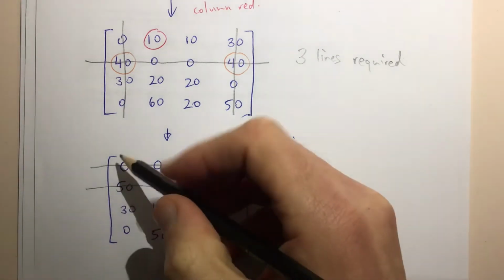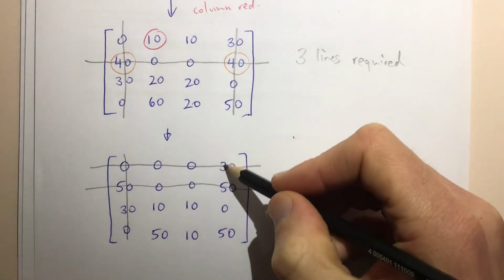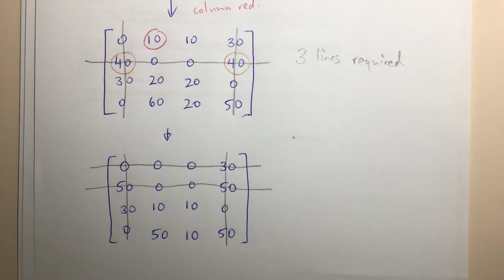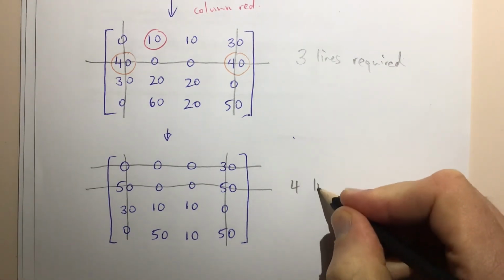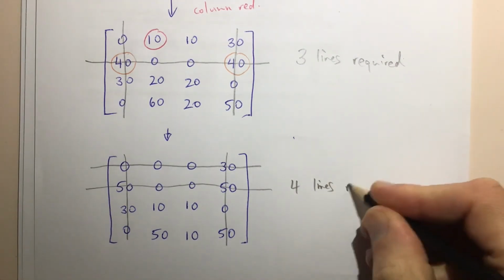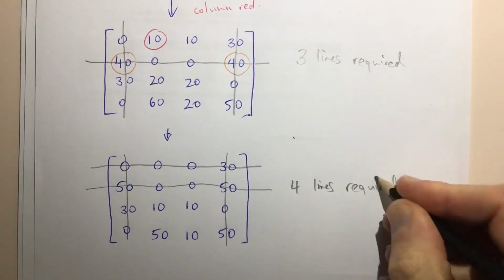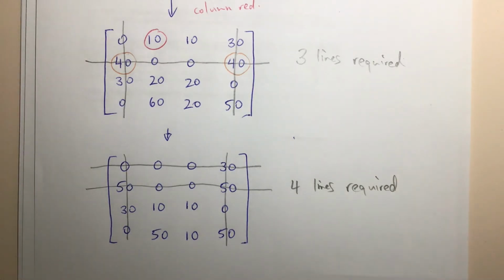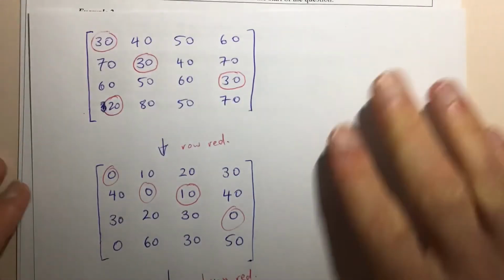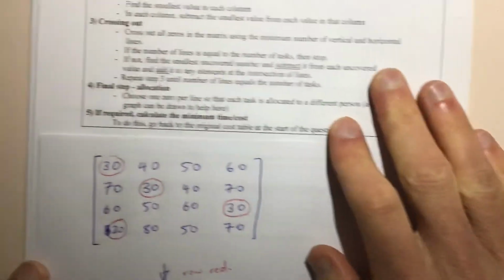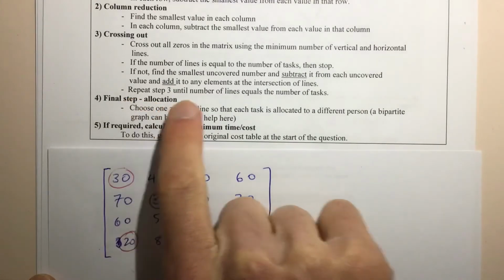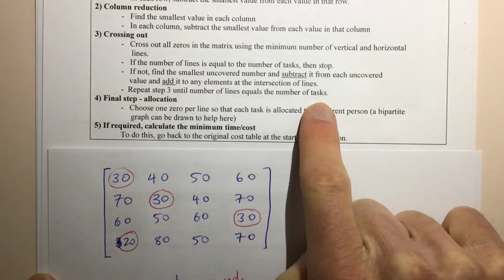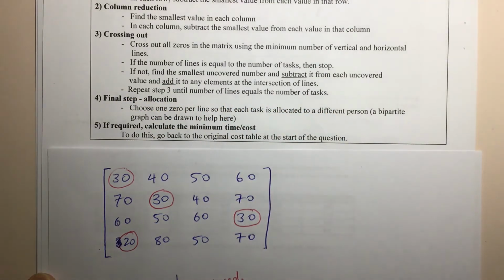And so I can try going like that, and then like that. I could have tried going across, but the point is that that took 4 lines. There was no way I could do that with any fewer than 4 lines. So 4 lines were required to cross out there, and that's great. That actually means that we're finished the matrix steps. Okay, so at the end of this crossing out, it said repeat step 3 until number of lines equals the number of tasks, and it did. We have 4 tasks, and it took 4 lines.